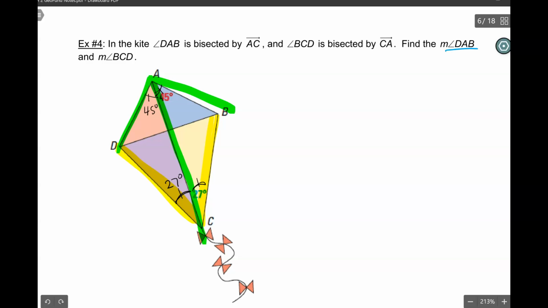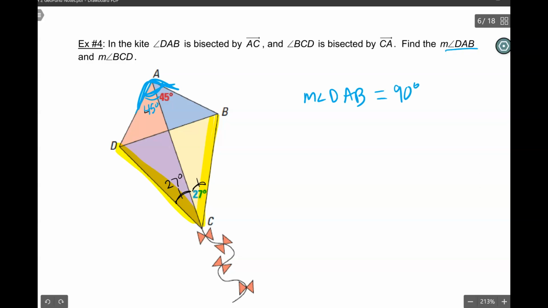So what we want to find is measure of DAB. So measure of DAB. Oh, okay, well that's just going to be 45 plus 45. Let me erase a little bit. Oops. So DAB is this overall measure. So the overall measure is 45 plus 45, which is 90.